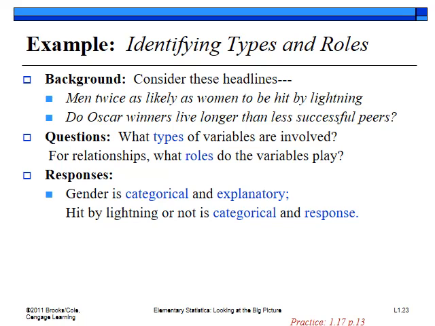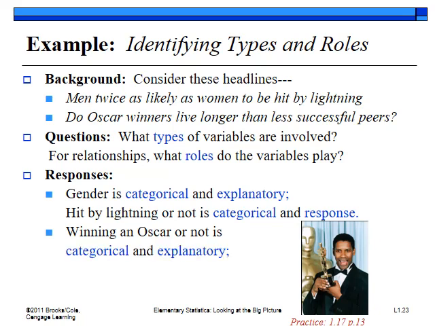Look at the second one. Do Oscar winners live longer than less successful peers? Here, the claim is that perhaps if an actor wins an Oscar, then they will live longer. So the explanatory variable is categorical, and the response variable is quantitative. It's measured in years.